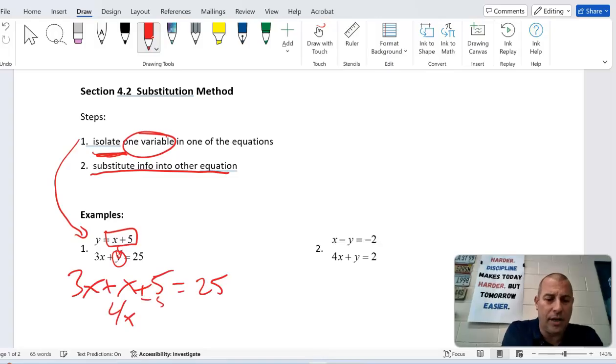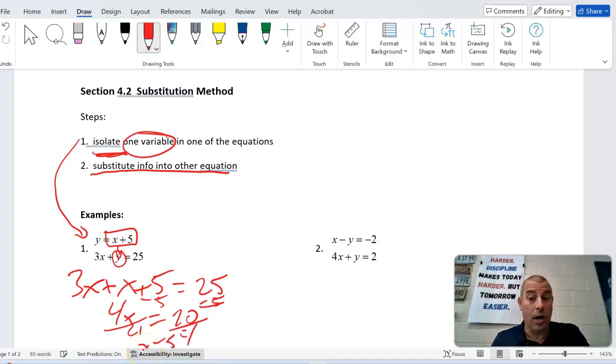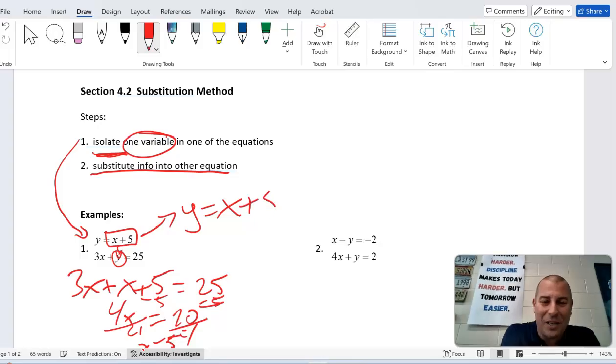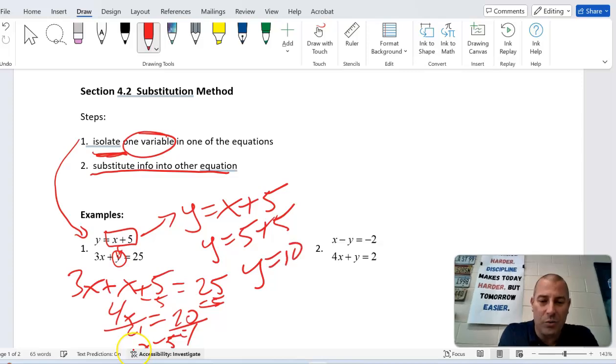4x, all right, let's subtract the 5 over. 4x equals 20, divide both sides by 4, so yep, x equals 5. But remember, we're solving for both of our variables here. Since x equals 5, we just go into one of the equations and use it. So we'll go back to one of the originals. I'm going to choose the first one here because there's not a lot going on with it. It's already been isolated there. So when I plug in my 5 for my x, y equals 5 plus 5, and sure enough, y equals 10.